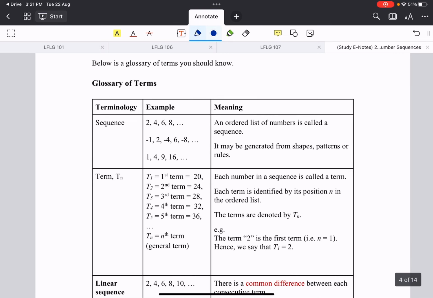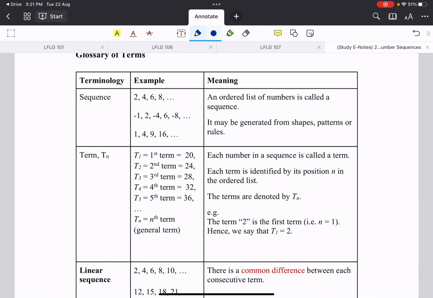Okay. So some of the words that I've been using, sequence, okay, know their meaning. A sequence here simply means an ordered list of numbers, right? And if the difference is consistent, we call it a linear sequence. Now, I also use the word term, right? So each of these numbers in the sequence, they are called a term. And the term is identified by a position. So T1, right? You can see T1 is called the first term. T2 is called the second term, right? T3 is called the third term, and so on and so forth.